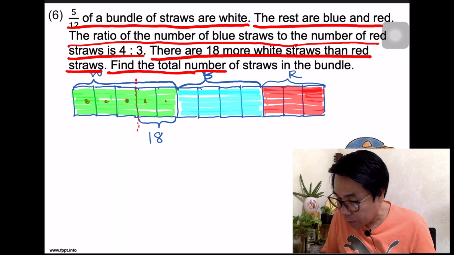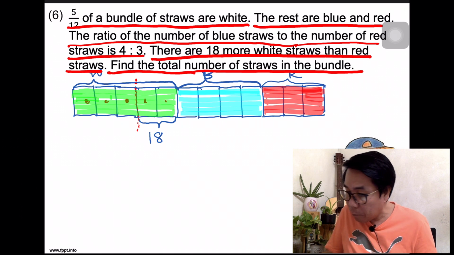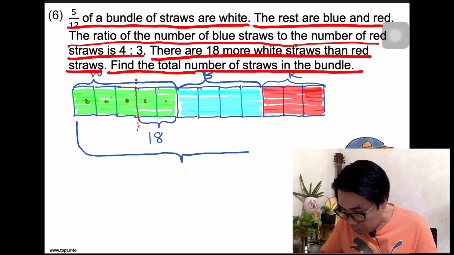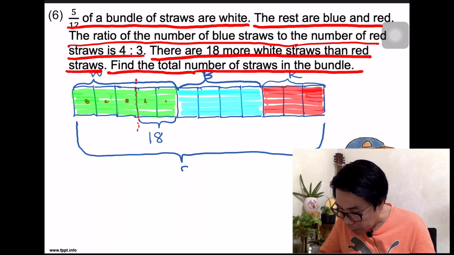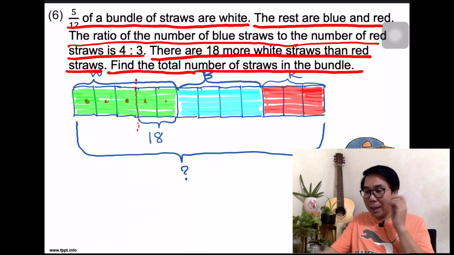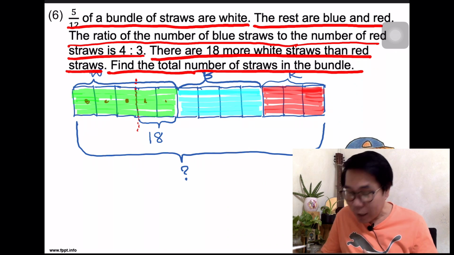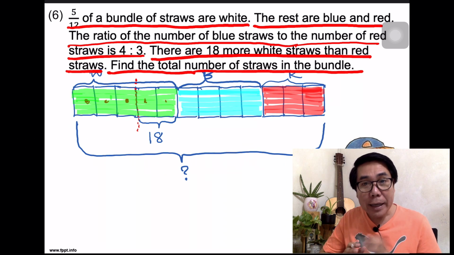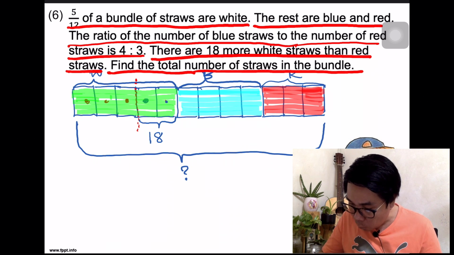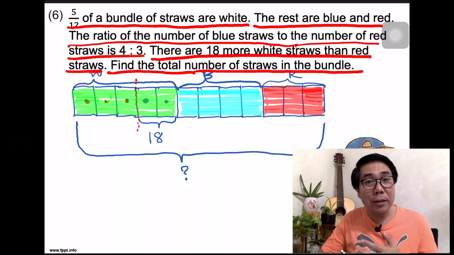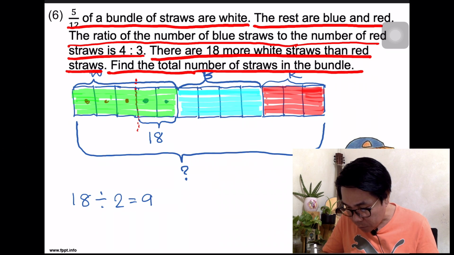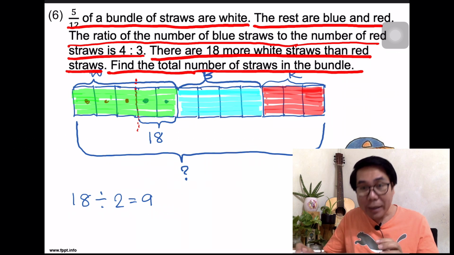Now let's proceed to the last statement. Find the total number of straws in the bundle. So we're looking for the total in all, and this is the question mark. It's very easy now because the target again is to get 1 unit. We can see that 18 is made up of 2 units. So to get 1 unit, 18 must be divided by 2, which is equal to 9. So 1 unit is 9.